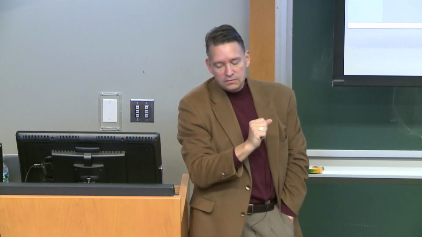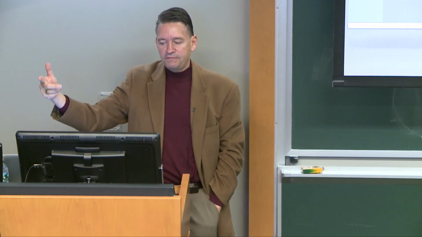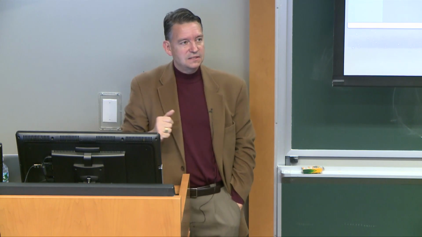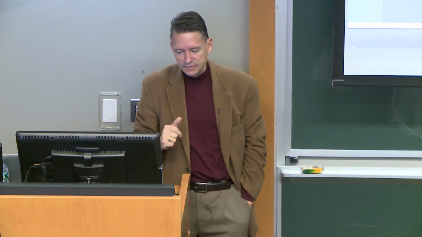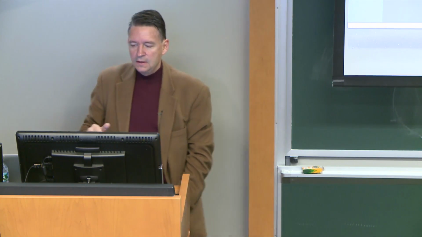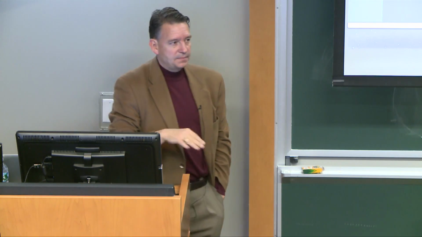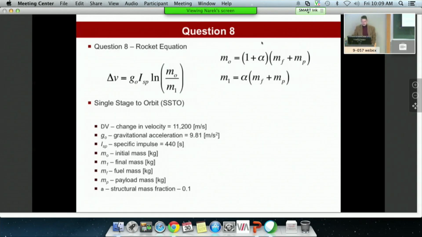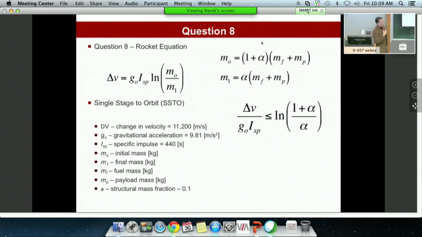So here, your initial mass is (1 plus alpha) times the mass of the fuel, which is unknown, plus the mass of the payload, which is given, 20 metric tons. And then m1 is simply alpha times the mass of the fuel plus the mass of the payload. So you can slightly rearrange. There are different ways of solving this problem. A simple way is this: you just bring the constants over to the left side.